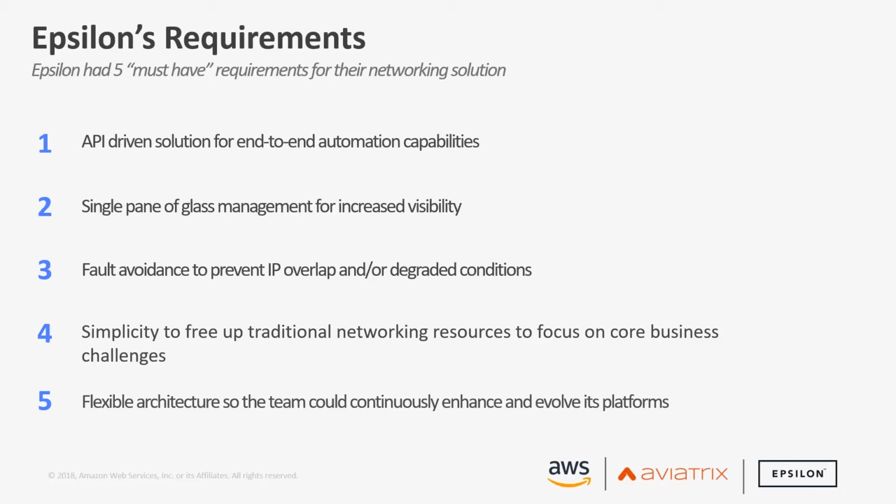We needed to look for partners that could help us avoid legacy IP overlap conditions or degraded conditions. Again, this is about getting in front of problems before they occur. Like Sherry and Neil have mentioned, we have a desire to free up traditional network resources to focus on core business challenges. And then we needed a flexible architecture so that we could continue to meet the dynamic nature of our business and compliance requirements.